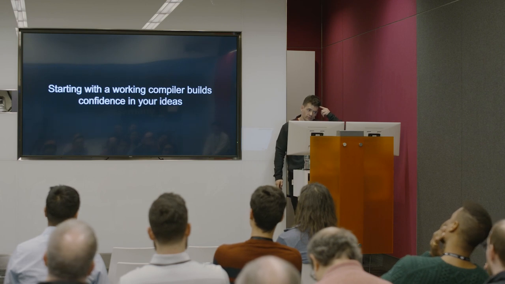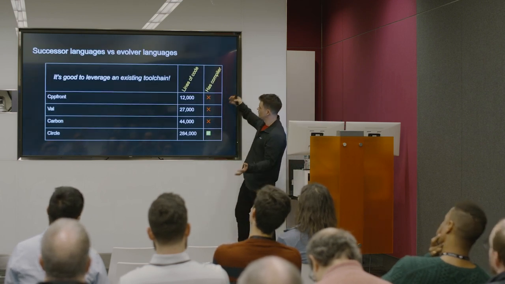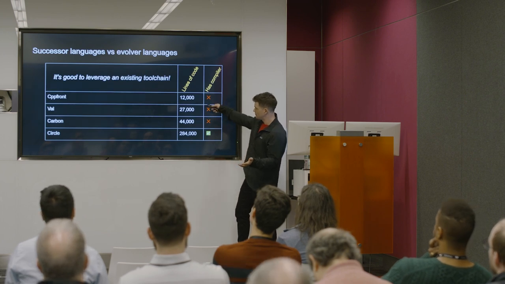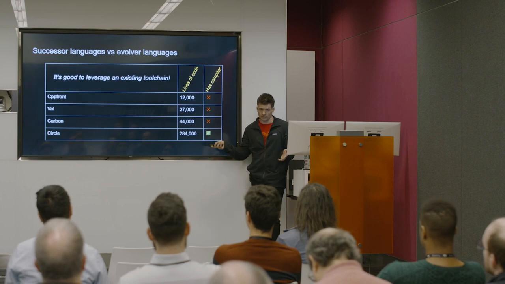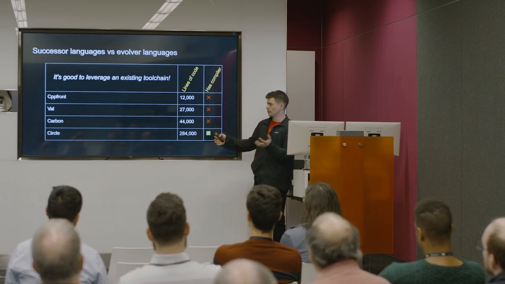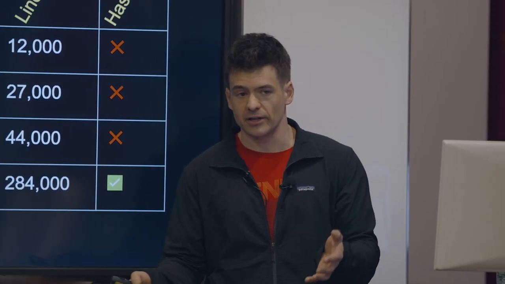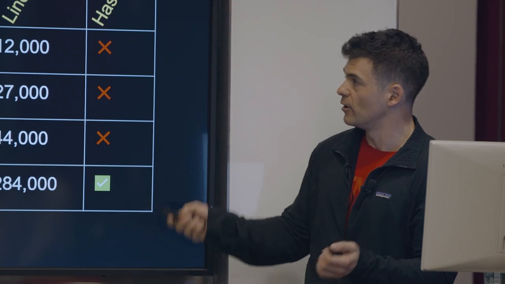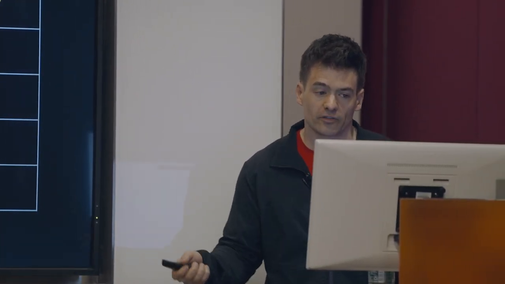Starting with a working compiler builds confidence in your ideas. So this is the breakdown of the successor language landscape. CPP, Front, Val, and Carbon were started from scratch, and none of them have a compiler. And I don't think any of them will have a compiler, because trying to create a new language that interfaces seamlessly with C++ sort of implies that you're writing a C++ compiler. So I said, okay, I'm just going to absorb all that technical debt, embrace the technical debt, and work from an existing tool chain.